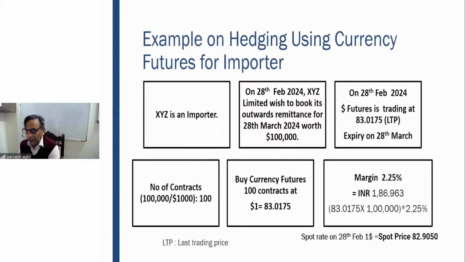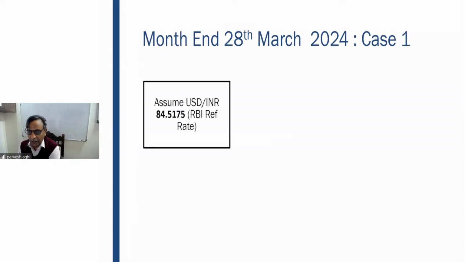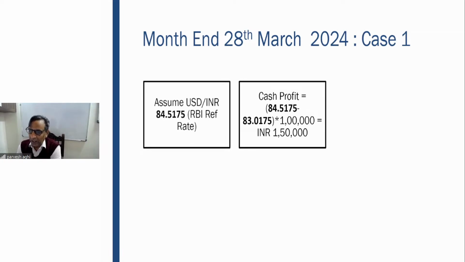Okay, so this is a derivative contract where I have bought dollars from someone, and I can exercise it anytime before 28th of March. Since I bought the dollars at 83.0, and now the rate has come to 84.51, that means I am making a gain. I bought something at 83, the price today is 84.51, so the profit will be calculated as 84.51 minus 83. So I am making a gain of 1,50,000.